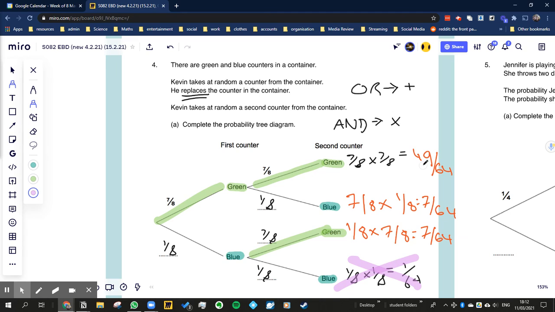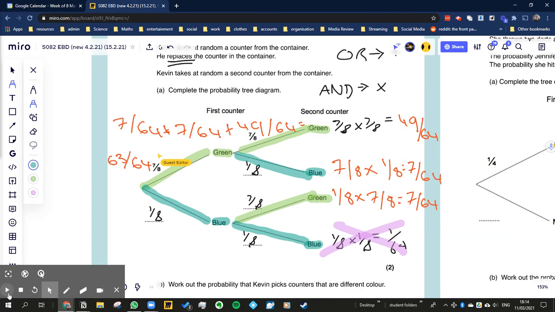So it's going to be 49 over 64, and then what do you do? You add them. So 49 over 64 plus 7 over 64 plus 7 over 64. Okay? Right, good. So when you add them all together, it's 63 over 64.